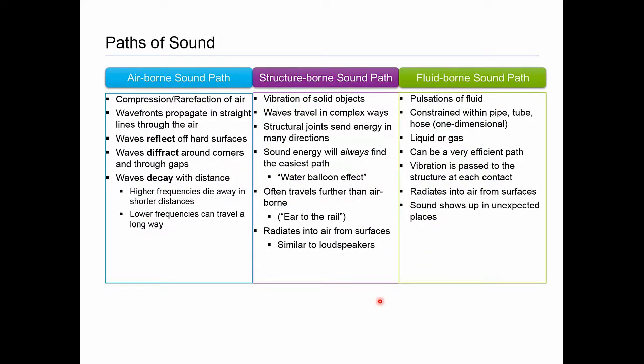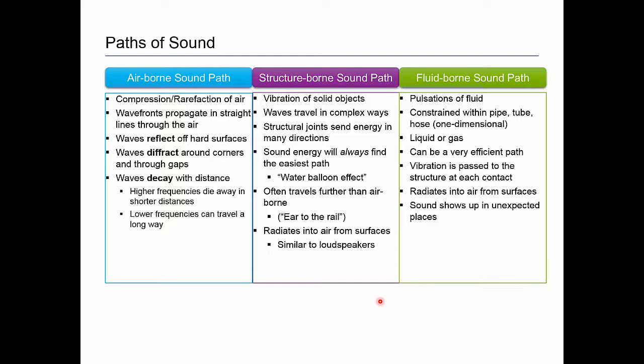We talked about sources earlier on and about sound power. What about paths of sound? Well, there are three fundamental paths that sound can go through. The airborne sound path is the one we've been talking about so far, and that's where compressional waves are moving right through the air. And they reflect off of hard surfaces, they diffract around corners and through gaps, but they also decay with distance in terms of their amplitude. In general, higher frequency sound dies away in a shorter distance than low frequency sound.